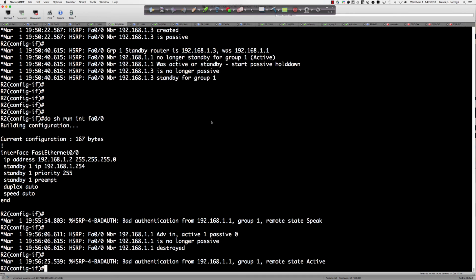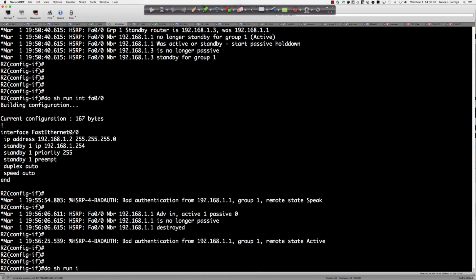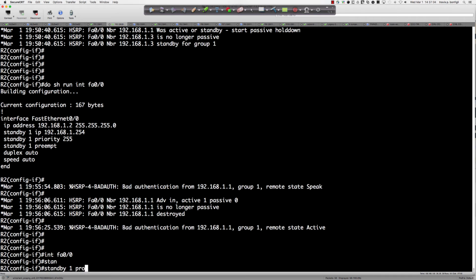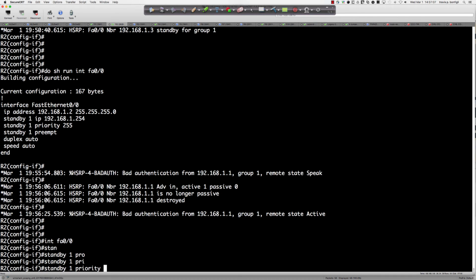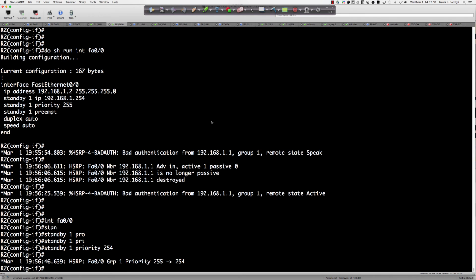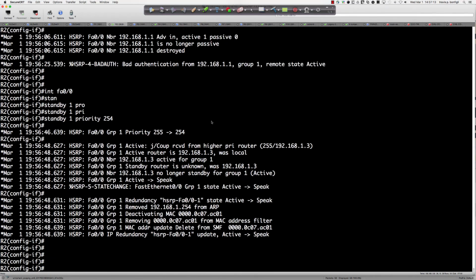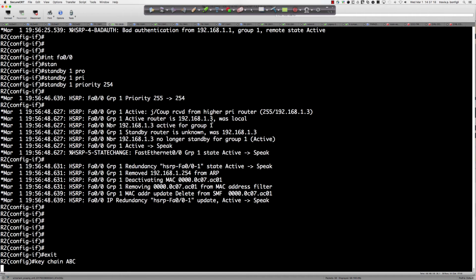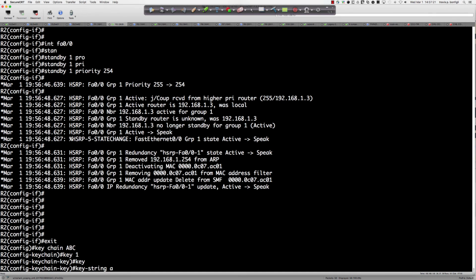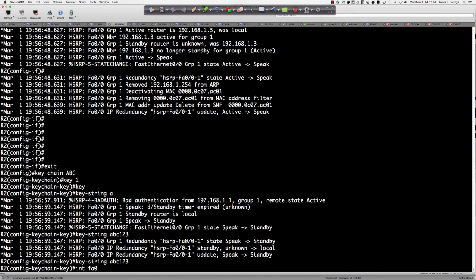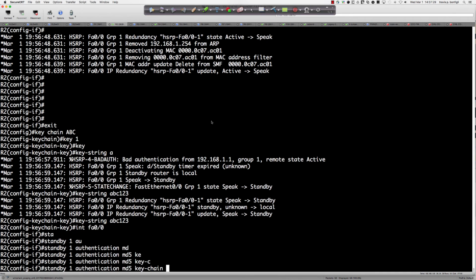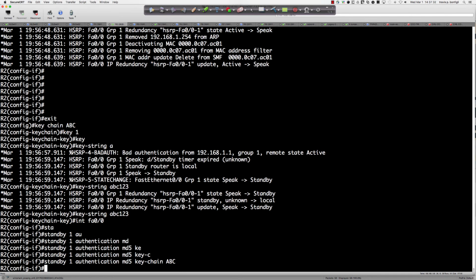Well, let's go to router 2. We're going to make a couple changes here. Do show run interface. Actually, it's right there. So the priority, let's fix that. We're going to say standby 1 priority, and again, let's humor the security group, and we're going to set this one to 254, although again, we know that it's not going to make a difference. What really makes the difference here is the authentication. So let's go back to key chain ABC, and we're going to say key 1, key-string ABC123. Interface FastEthernet 0/0, standby 1 authentication MD5 key-chain, and the name of our key chain is ABC.